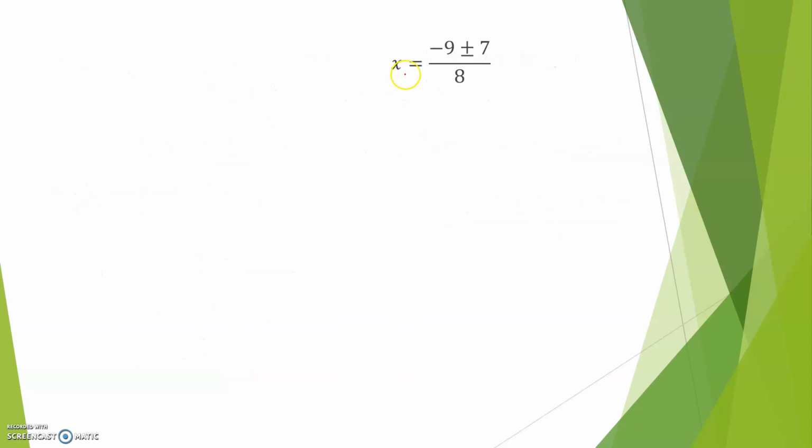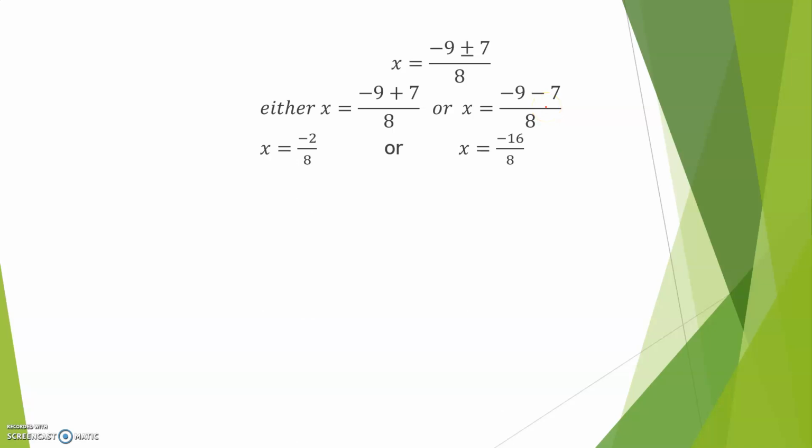So that can be written as x is equal to minus 9 plus minus 7 over 8. Here we have plus minus sign in the numerator, so it can be written as either x is equal to minus 9 plus 7 over 8 or x is equal to minus 9 minus 7 over 8. Again simplifying and get x is equal to minus 2 over 8 or x is equal to minus 16 over 8. This implies x is equal to minus 1 over 4 or x is equal to minus 2. These are the two roots of the quadratic equation.